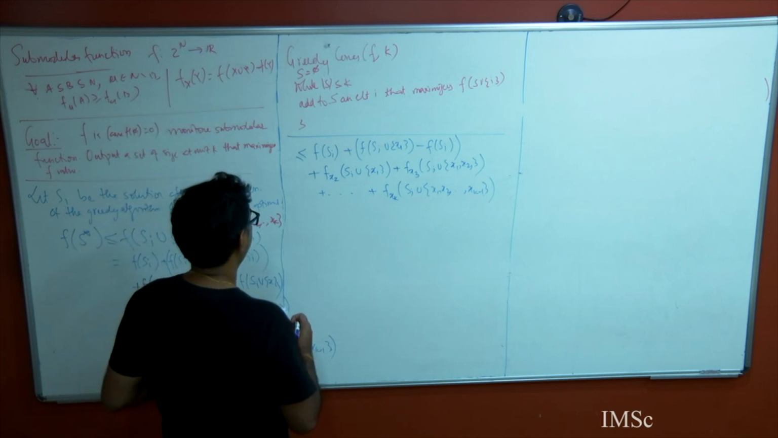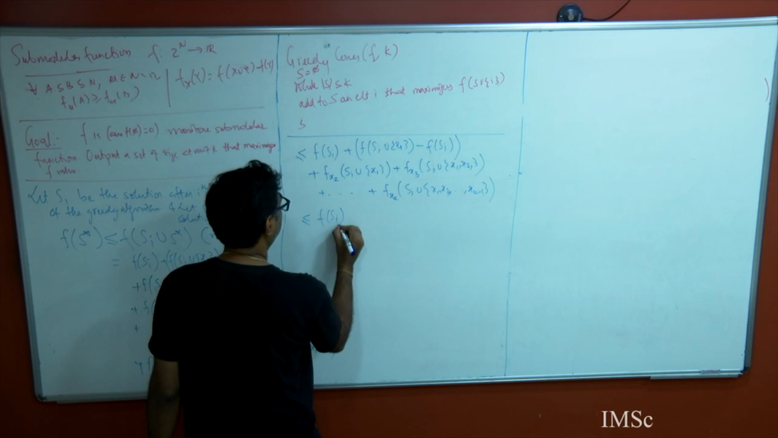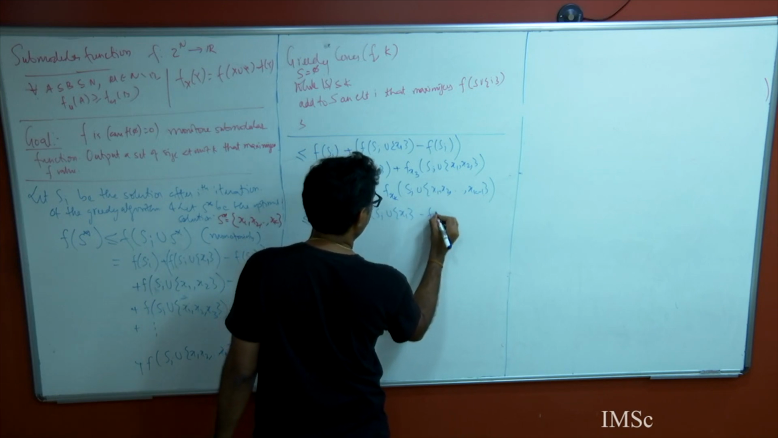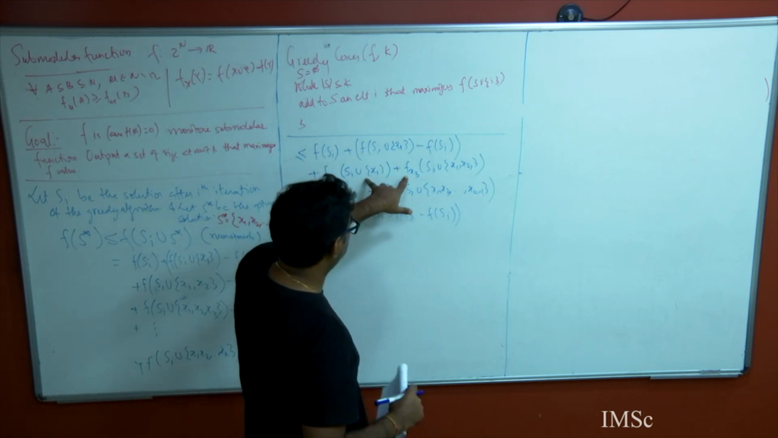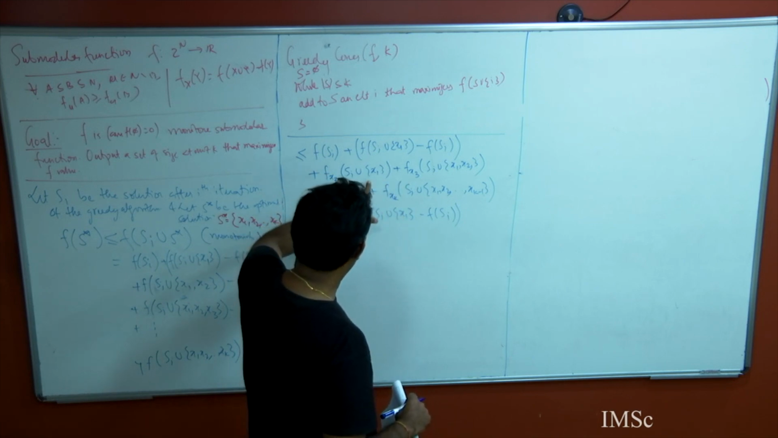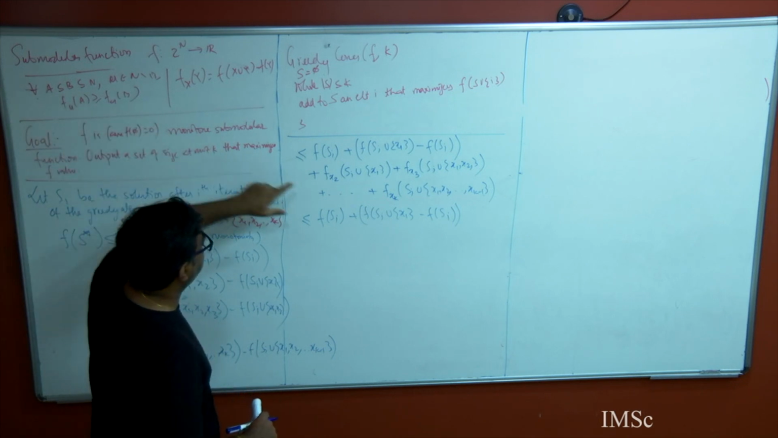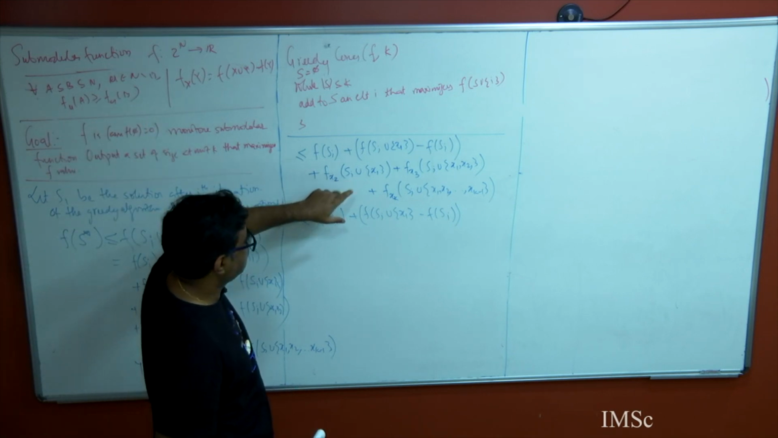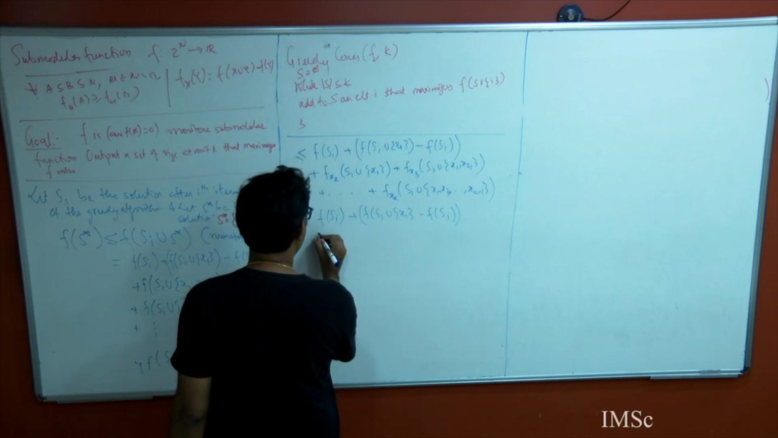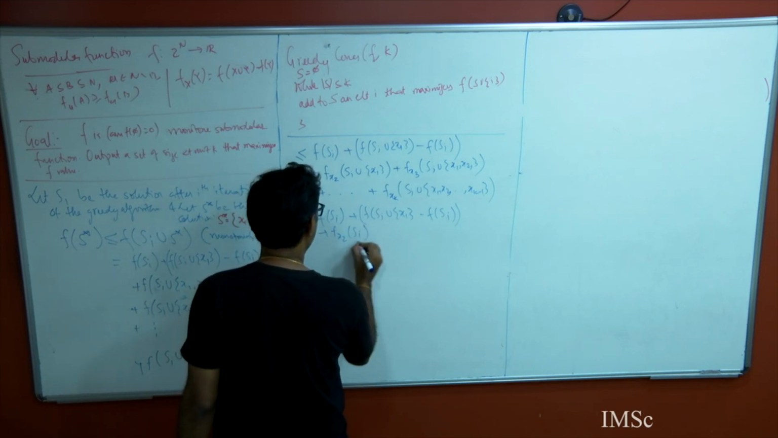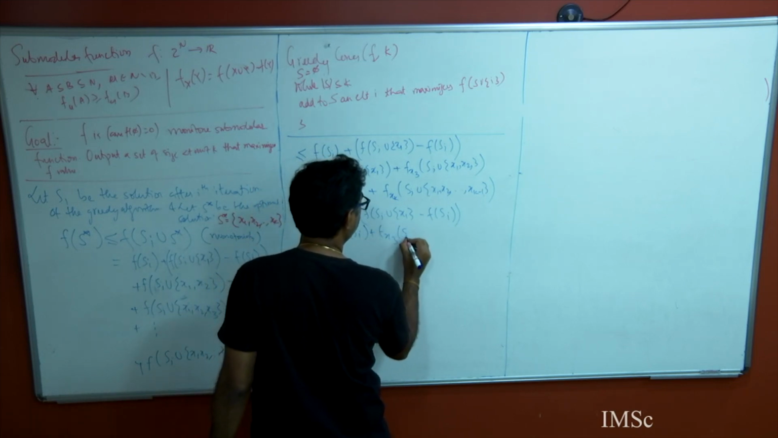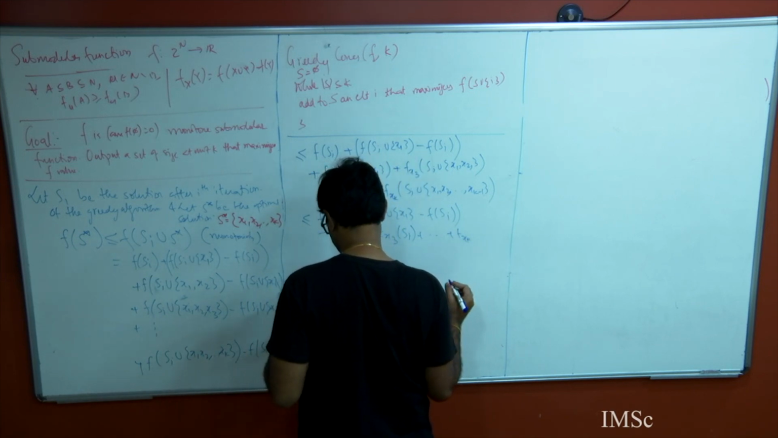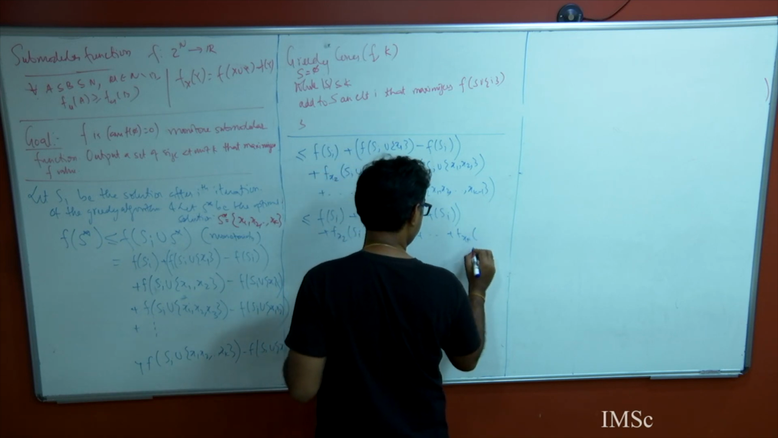Okay. But notice, now I would like to use submodularity. What does submodularity tell us? It tells me that, look boss, this term is less than or equal to if I just added x2 to Si, because Si is contained inside Si union Xi. So this is plus f x2 Si, f x3 Si, dot dot dot f xk Si.